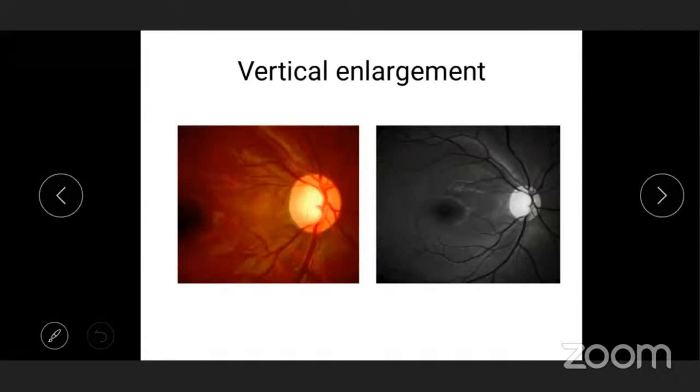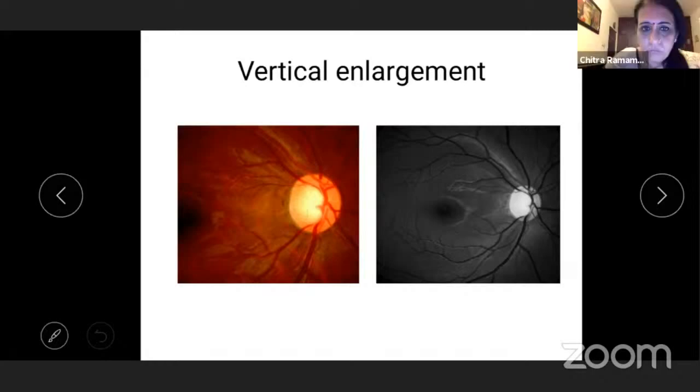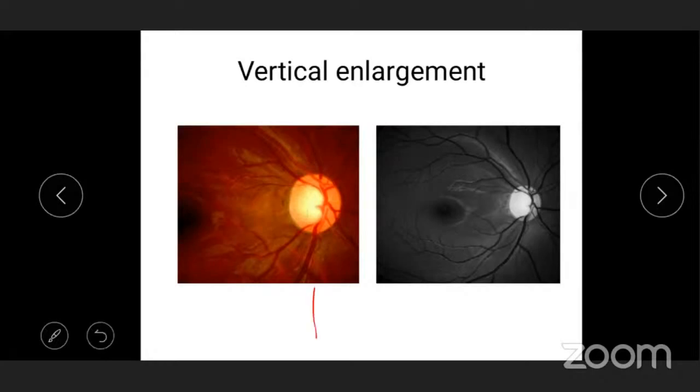Keeping this in mind, remember this, the next photograph, that the vertical enlargement of the cup, or if I say it the other way around, vertical thinning of the rim, is very, very diagnostic of glaucoma. So you can see here that in this picture, both the inferior and the superior part are thinned out. The nasal and temporal are also thin, but they are still maintained. So vertical enlargement is diagnostic.